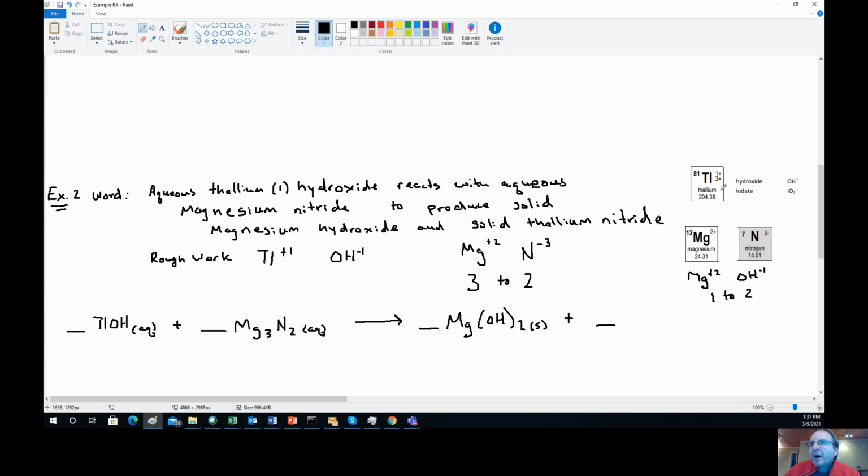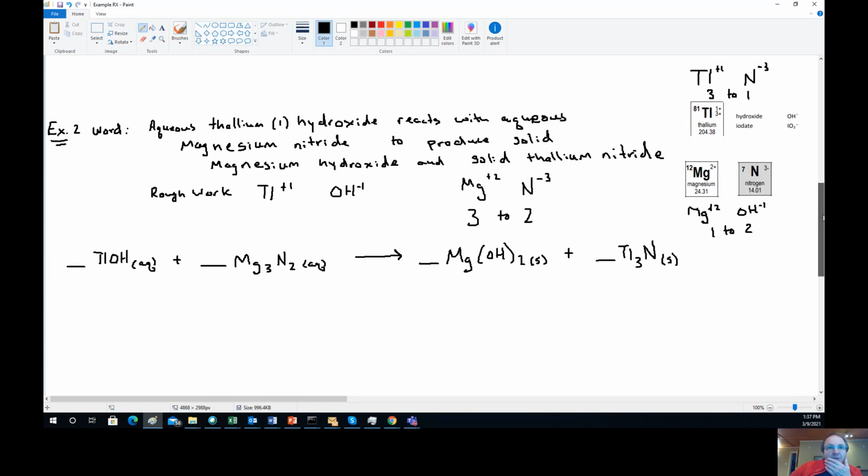Okay, ultimately these two swap partners, right? The thallium was with hydroxide. Well, now magnesium's with hydroxide. Magnesium was with nitrogen. Now thallium's with nitrogen. And if we're going to combine thallium, 1, so +1, and nitrogen, -3, well, that's pretty straightforward. I'm going to need 3 of these to every one of those. So it's going to be Tl3N, yeah, just N, solid. Okay, got a little bit of balancing to do.